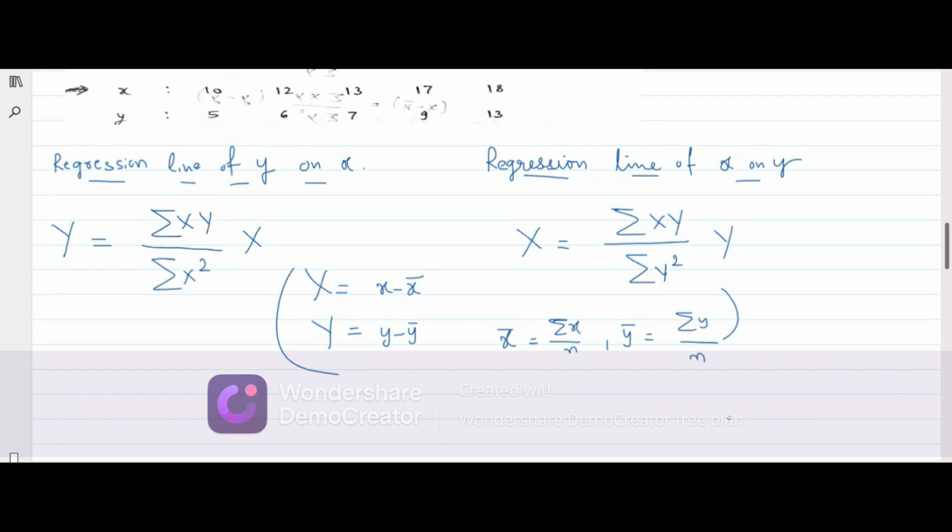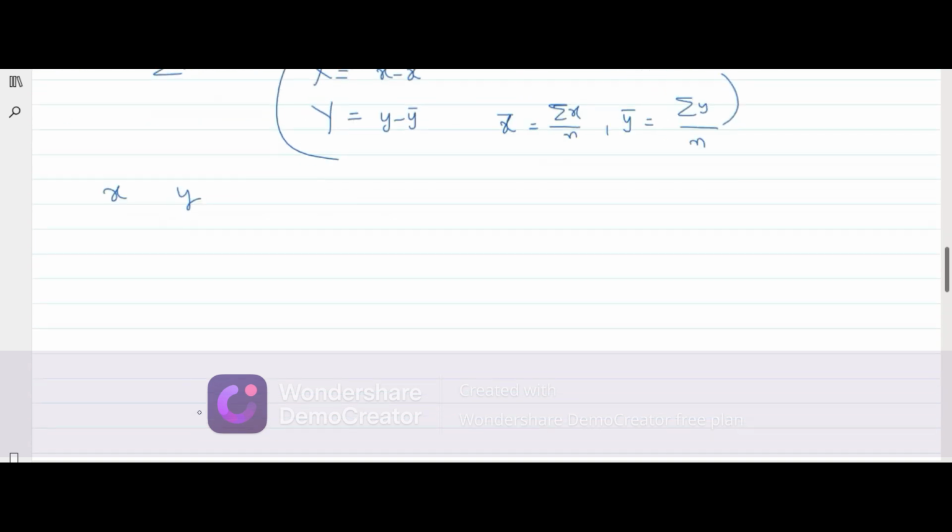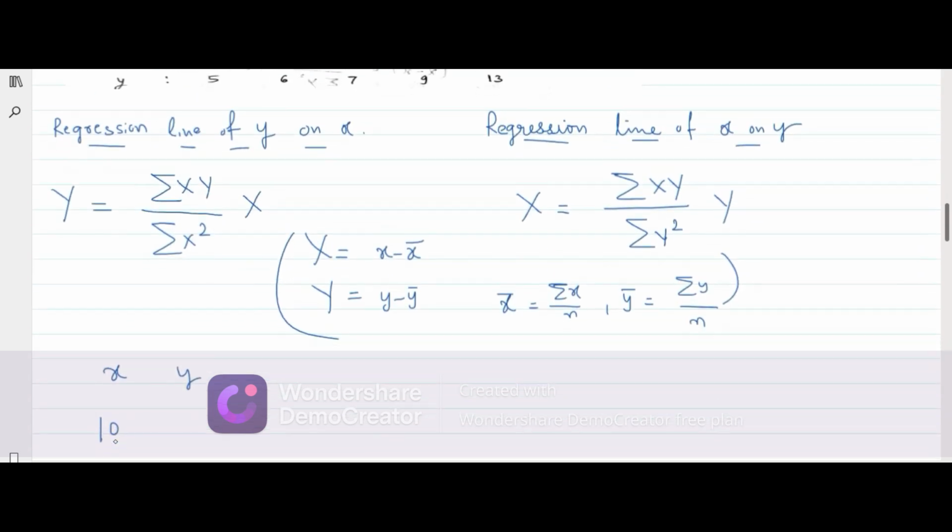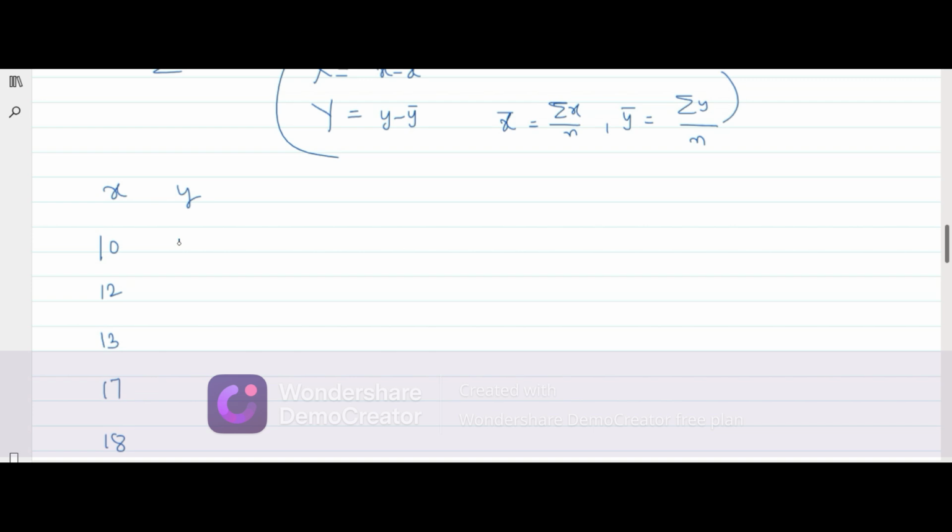So first let us write the table here. We have x value and y value. Let me write that as it is. So 10, 12, 13, 17, 18. What is y value? 5, 6, 7, 9, 13. Right? So these are the x and y values. Now using this we have to calculate the values.